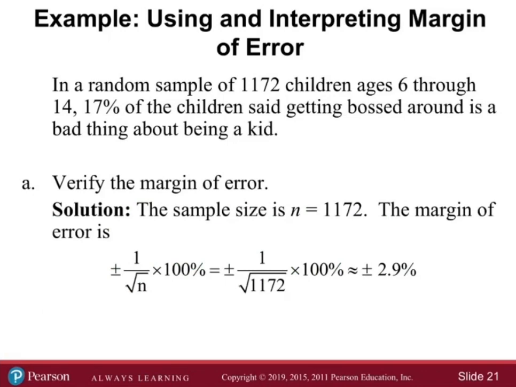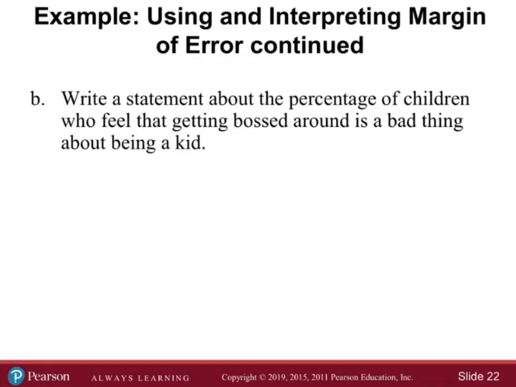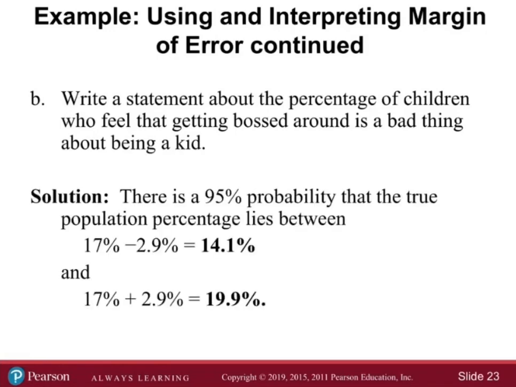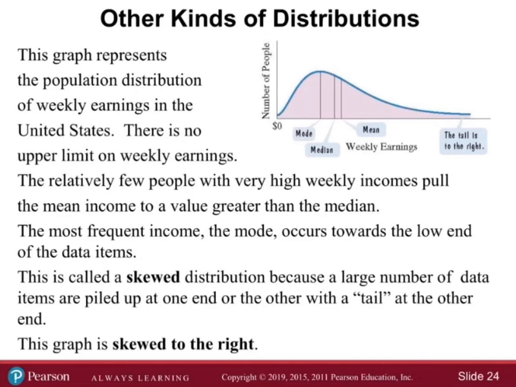So the sample size is 1172, so the margin of error is approximately plus or minus 3%. So write a statement about the percentage of children who feel that getting bossed around is a bad thing about being a kid. Yeah, okay, that's where we used that, the 14.91. So there's a 95% probability that the true population percentage lies between, okay, so those are the numbers that we had, the 14.1% and the 19.9. That's fine. Okay. Oh, and that brings us to the end. I think we got this.